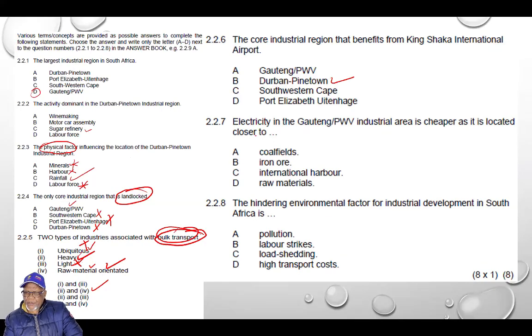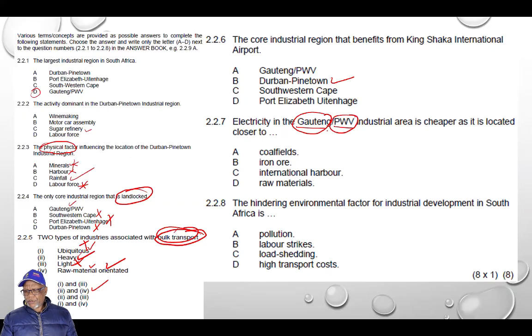Electricity in the Gauteng province, in the Gauteng or PWV. So this region is called PWV, or it is called Gauteng. So when you get the question that says identify the industrial region, you can call it Gauteng or you can call it PWV. So it is indicated there.